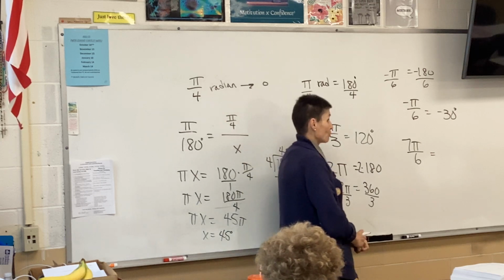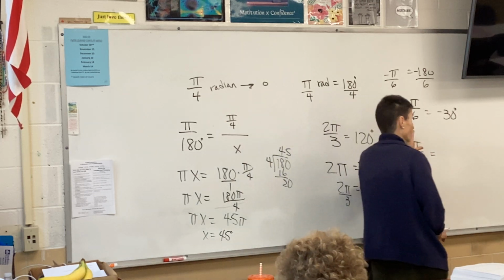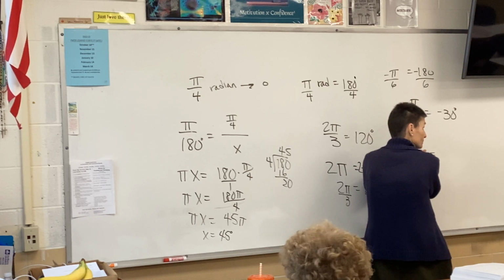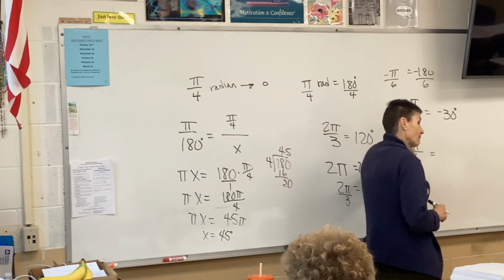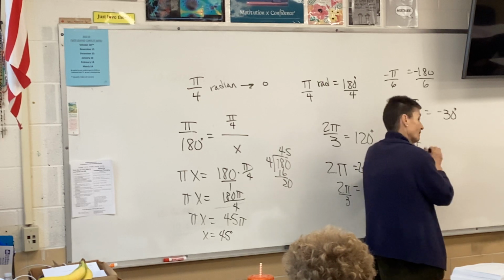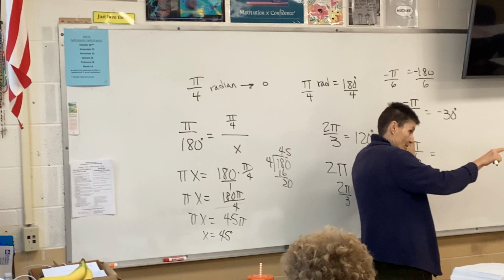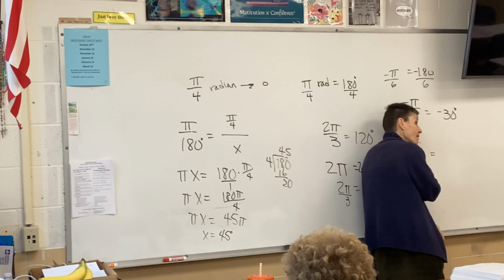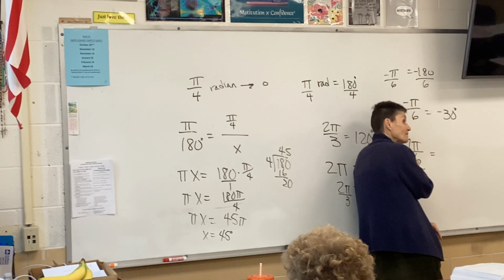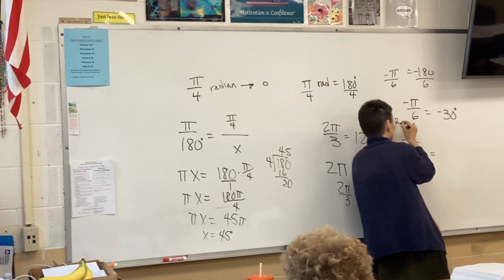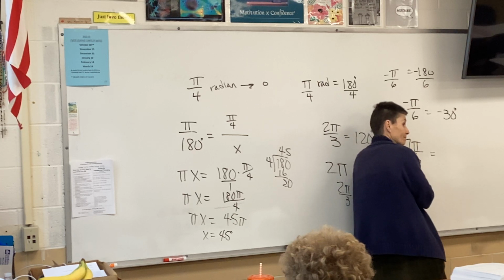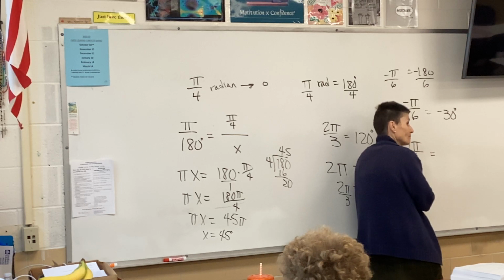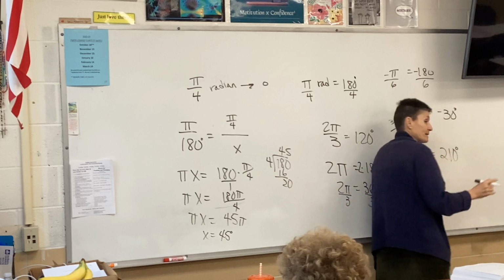No. Now there's a 30 involved here. Look, Scout. We know that pi is 180. Now, what happens if we divide that by 6? What's 180 divided by 6? 30. But, Scout, we have 7 times that. We have 7 of those. So what's 7 30s? I don't know. You can calculate. 210 degrees. Did anybody get 210?